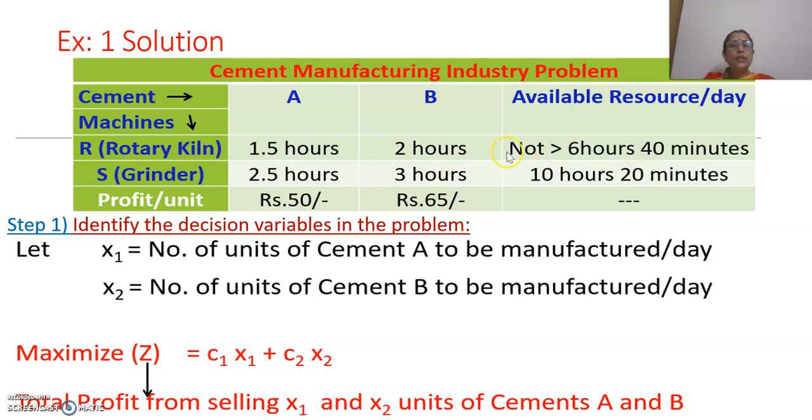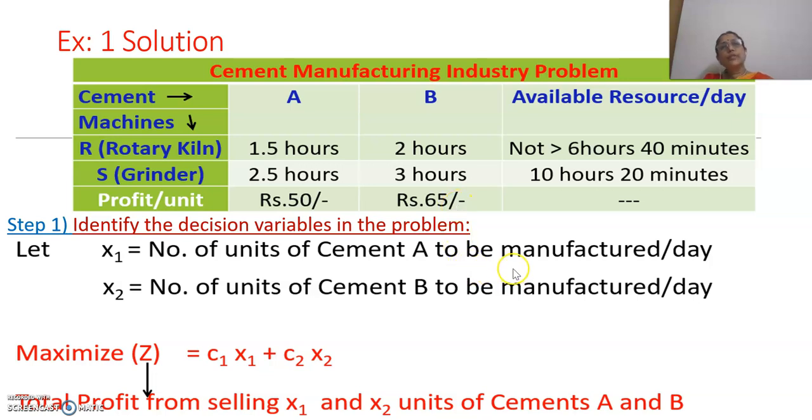Their availability of each of the machines is given on the right extreme. That is, machine R is available for not more than 6 hours and 40 minutes per day. Similarly, machine S is available not more than 10 hours 20 minutes per day. And profit per unit by selling each unit of A and each unit of B is given to us as rupees 50 and rupees 65.